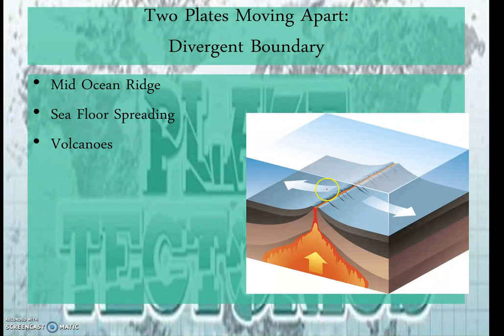So we were just talking about this a minute ago, but we'll go over it again. Two plates move apart at a divergent boundary, as you can see right here. Things that form here are a mid-ocean ridge. As we talked about, that's because the plates are moving apart. Lava comes up to take its place. Seafloor spreading, the seafloor is moving apart in opposite directions. And because magma is coming out of this crack, it can also form a volcano. So that is what can happen as two plates move apart.